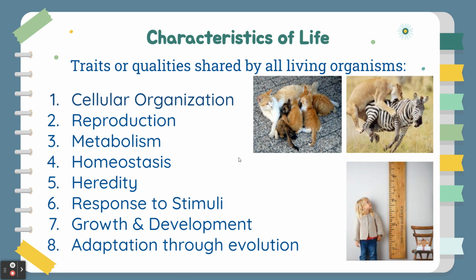Metabolism encompasses all the chemical reactions that occur within an organism. Think about how plants, such as an oak tree, utilize photosynthesis to harness sunlight, water, and carbon dioxide and convert them into energy, or how we obtain nutrients through digestion. For something to be classified as living, it must undergo metabolic processes such as these. Number 4, homeostasis.